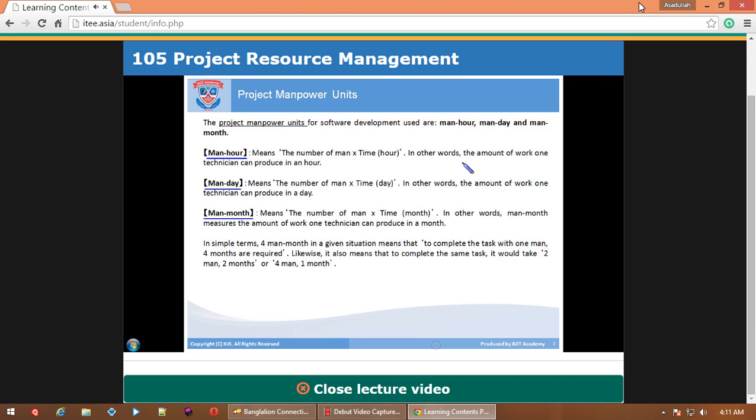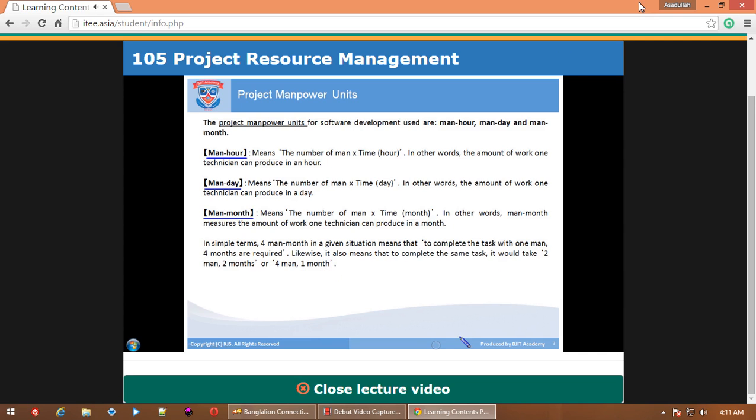For example, if we consider a 4 man month is required in a given situation to complete a task, it means that to complete the task by 1 man, we need 4 months. It can also mean that to complete this task with 2 men, 2 months are required, or with 4 men, it needs 1 month.